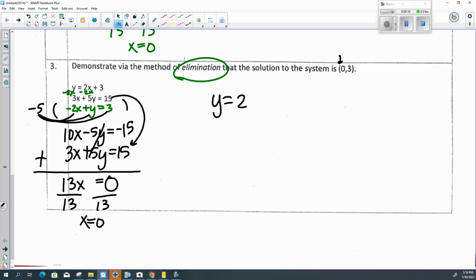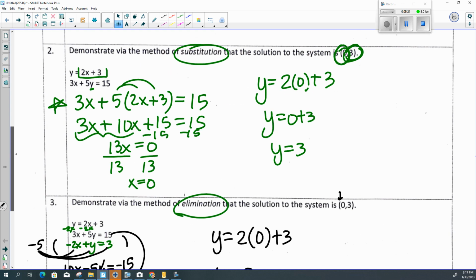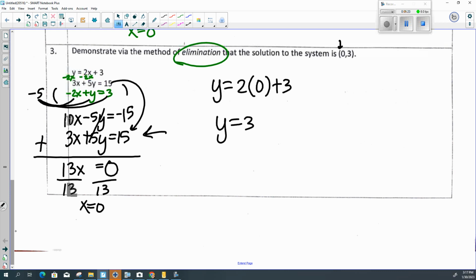y equals 3, and instead of x, I'm going to put a 0. And this looks just like up above. So I've now shown that I know how to eliminate. This is worth a point. Just showing that is worth a point. Same thing with substitution. Just showing that step is going to be worth a point.